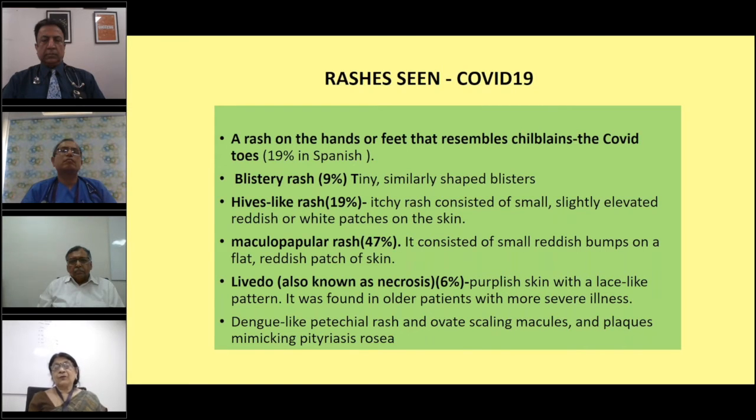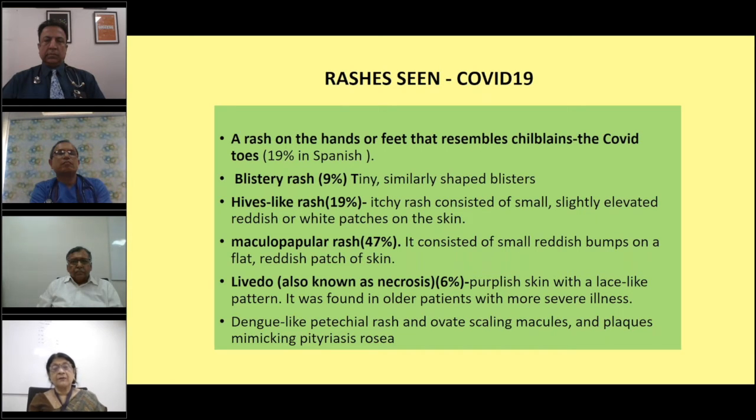Now, rashes can be seen in COVID-19. It can be seen in various types of skin allergies also. About 5 types of rashes have been described with COVID in a Spanish study, where a rash on the hands or feet resembles chilblains, which is especially present over the toes. There can be a blistery rash, which may resemble the chickenpox rash. They are tiny, similarly shaped blisters. Hives, again found in about 19%. Itchy rash consisted of small, slightly elevated reddish or white patches on the skin.